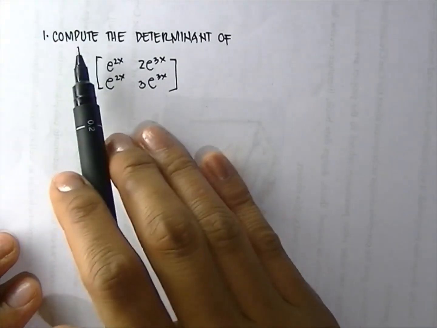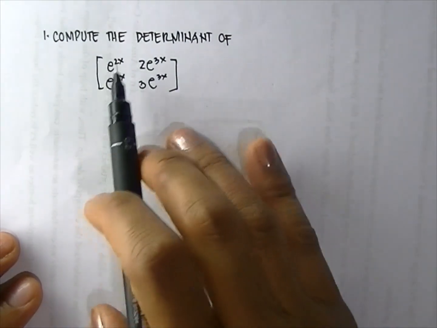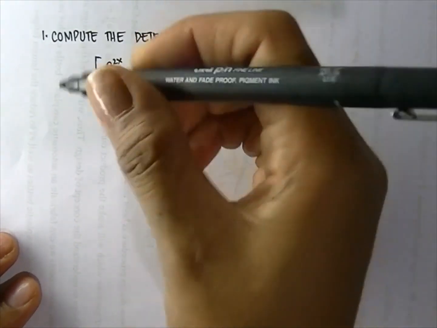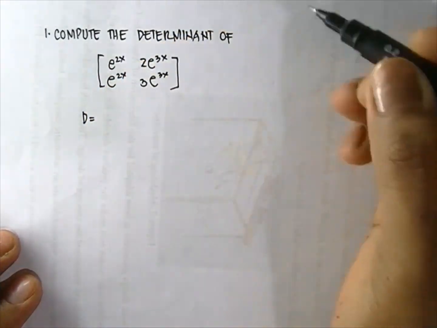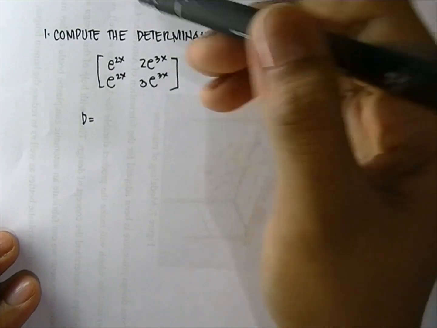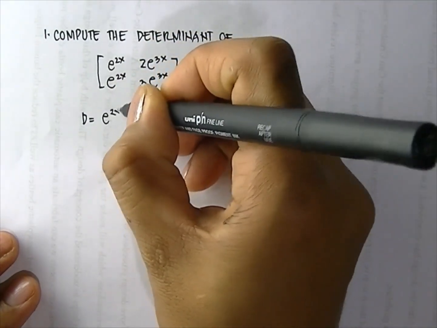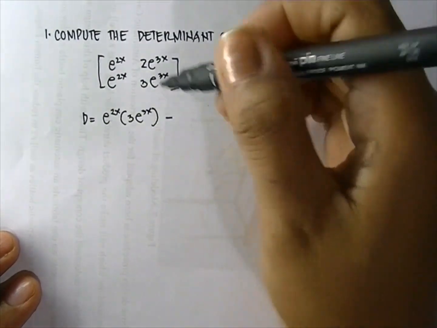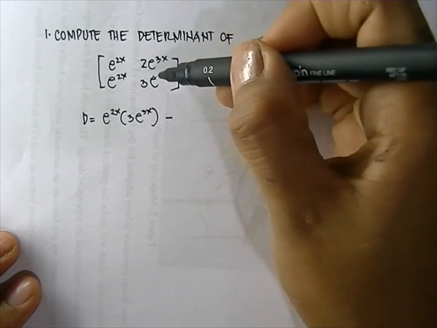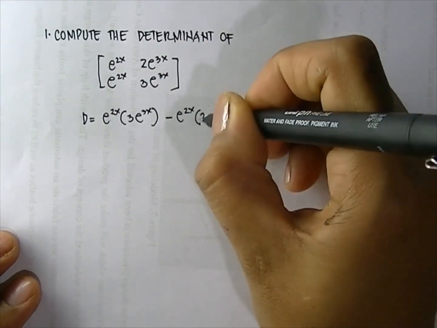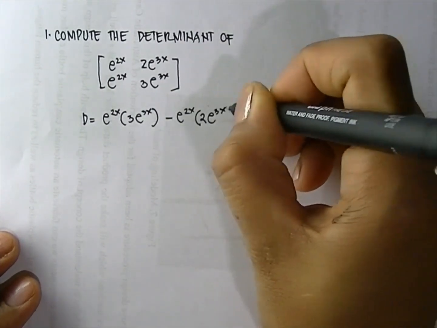Number 1, compute the determinant of e^2x, 2e^3x, 3e^3x. So, the determinant is equal to top left multiplied by bottom right. So, e raised to 2x times 3e raised to 3x, minus bottom left times the top right. So, e raised to 2x times 2e raised to 3x.